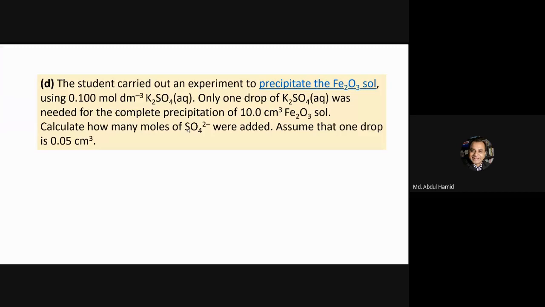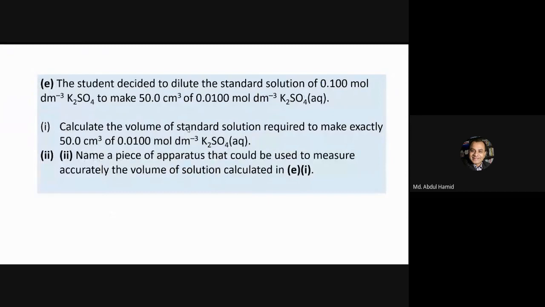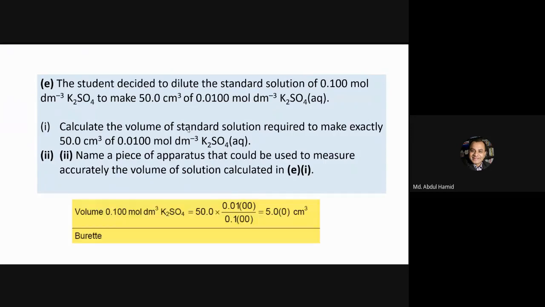Then the student carried out an experiment to precipitate the sol using 0.1 mole per dm cube potassium sulfate. Only 1 drop of potassium sulfate was needed to complete the precipitation. The volume of 1 drop we are assuming is 0.05 cm cube, and the concentration 1 mole per dm cube. So the moles are 5 into 10 to the power minus 6. Calculate the volume of standard solution required to make exactly 50 cm cube of 0.01 mole per dm cube potassium sulfate. We can do the calculation this way.